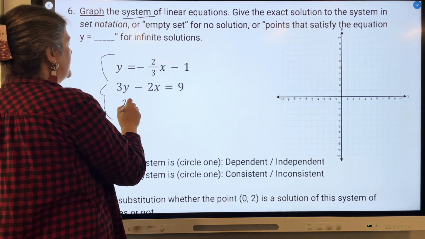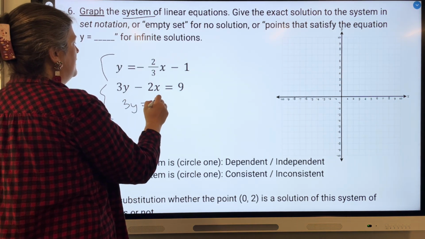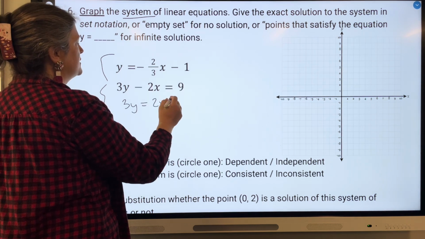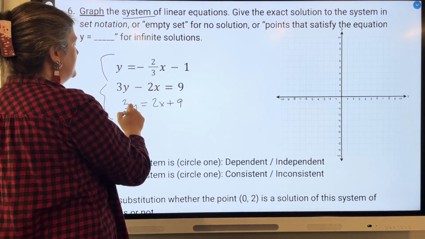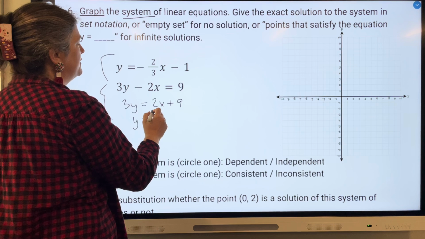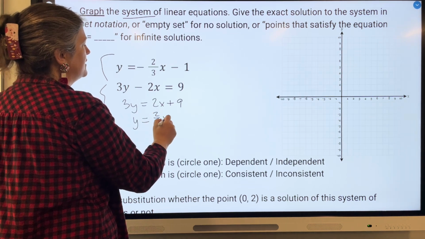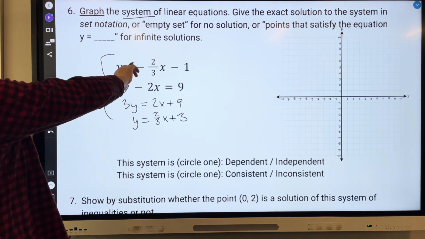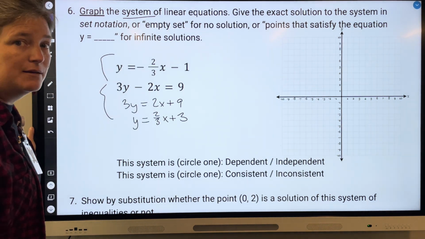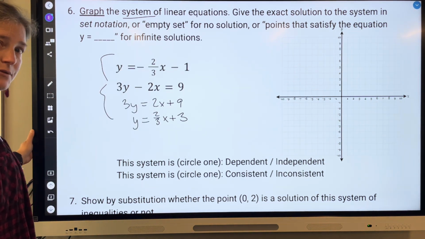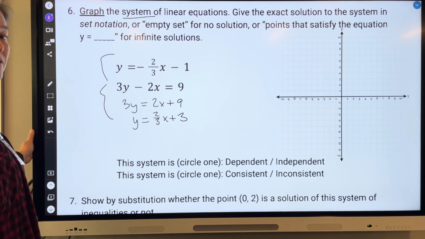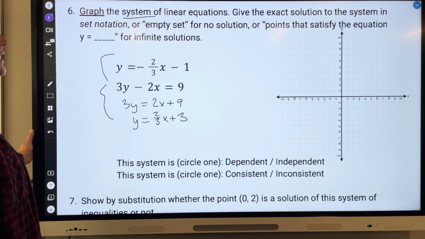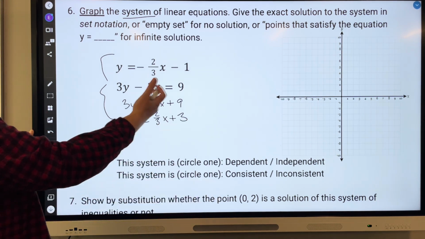So I'm going to try and isolate y. I'm going to add 2x to both sides and then divide by 3, so I get 2/3 x plus 3. 2/3 and negative 2/3 are not the same slope, nor are they opposite reciprocals, so they're not perpendicular either. They're just two different numbers, and I don't have to worry too much about parallelism. I just need to find them.